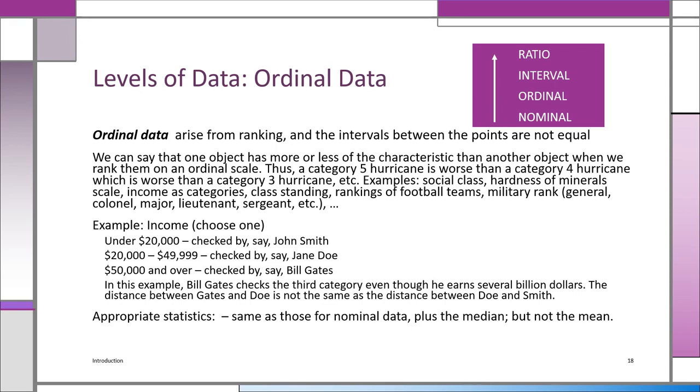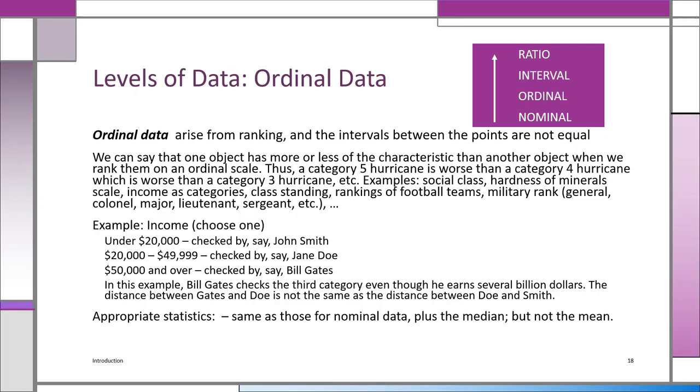You see that, for example, with the category of hurricanes. Category 5 is a worse hurricane than Category 4. Category 4 is worse than Category 3, etc. Or you know this from class standing. A senior has more credits than a junior. A junior has more credits than a sophomore. A sophomore has more credits than a freshman. Those of you who took geology know this with hardness of minerals. There's a scale there, and the hardest mineral is diamond, and talc is the softest. Military rank, too: a general is more than a colonel, which is more than a major.